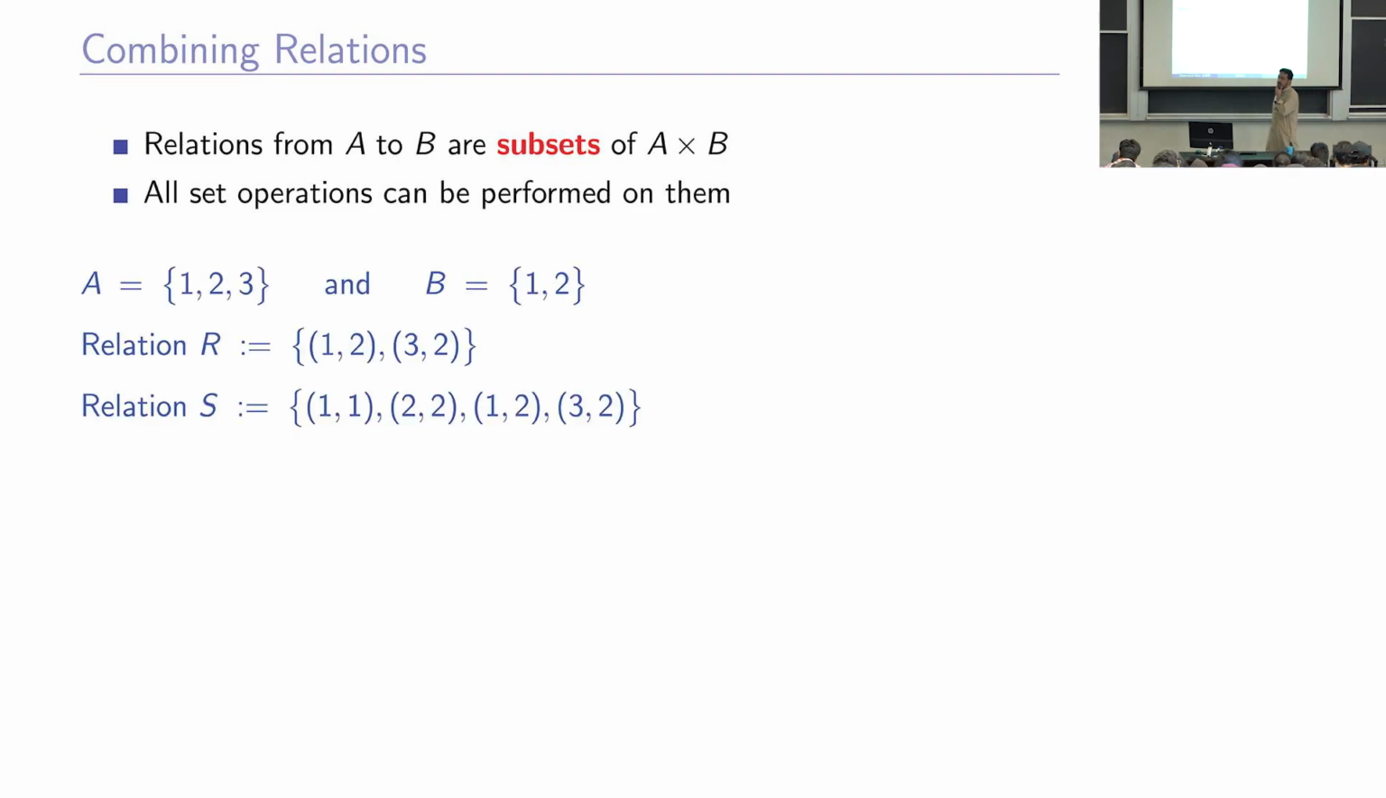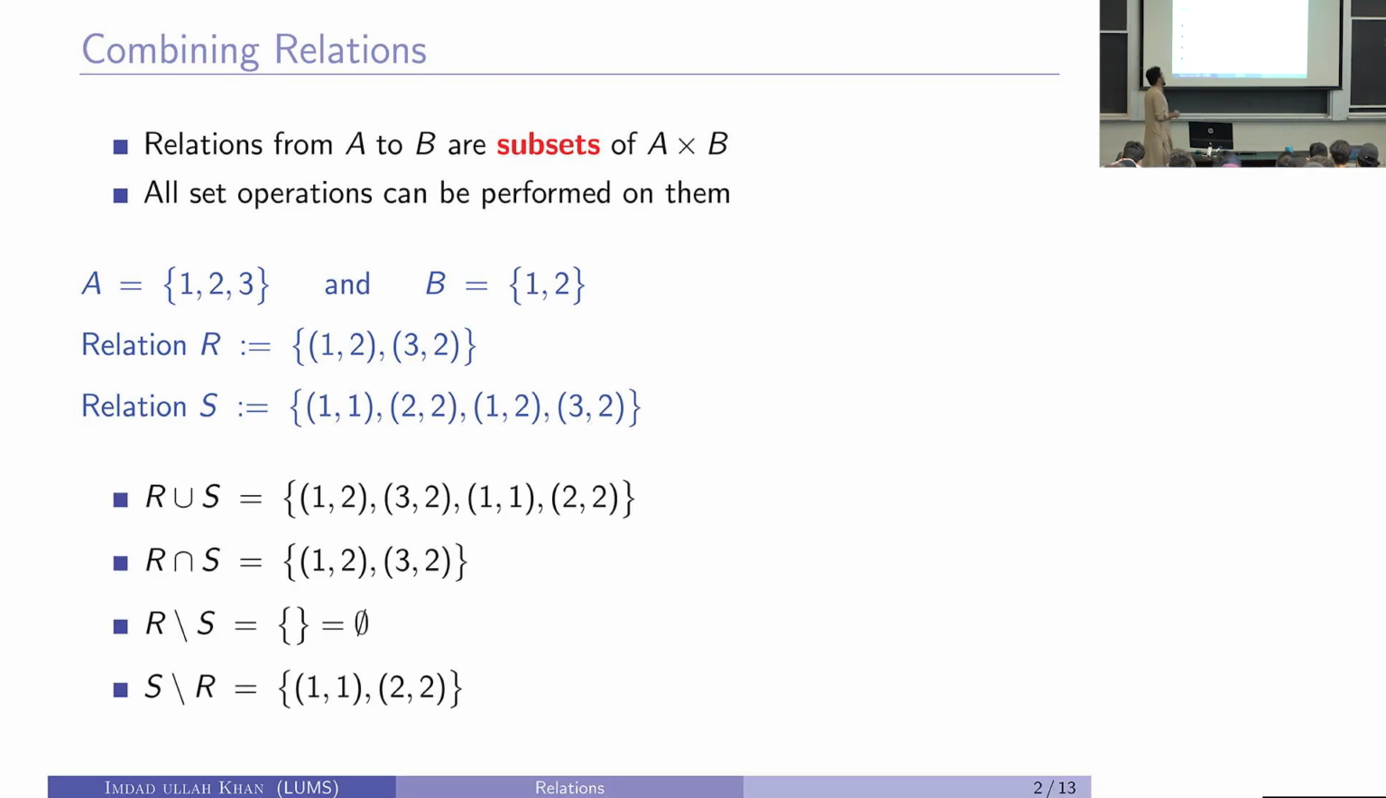Here is an example. A is the set {1, 2, 3}, B is the set {1, 2}, and the relation R is {(1,2), (3,2)}, and the relation S is {(1,1), (2,2), (1,2), (3,2)}. Relation R is a set and relation S is a set, both subsets of A cross B. What will be R union S? Those ordered pairs that appear in either S or R will go to R union S. It's a set, so any order makes no difference.